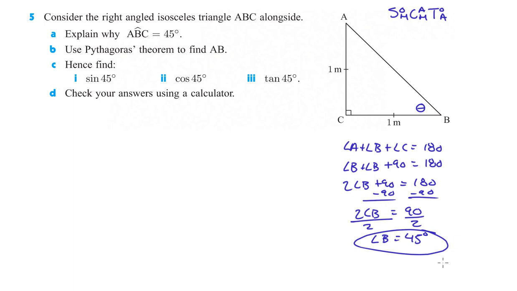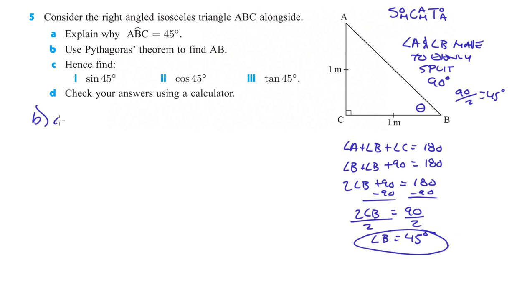Probably an easier way to say that is we know that this equals 180. We've already used 90 degrees there. So angle A and angle B have to evenly split the remaining 90 degrees. So 90 divided by 2 gives us 45. That's probably a little bit better way to do it than this crazy formula way. Anyway, that's part A.